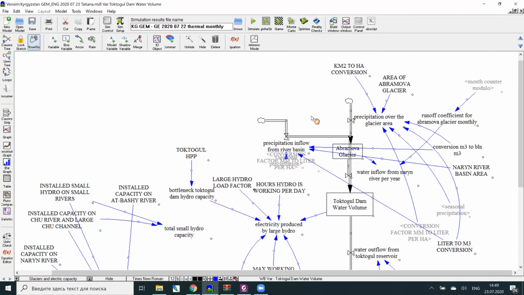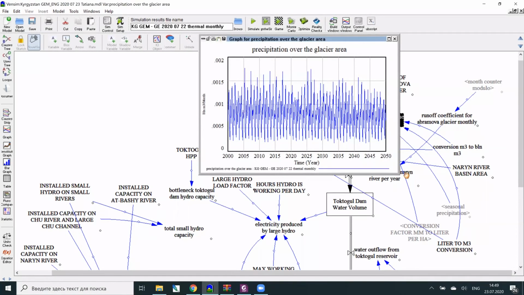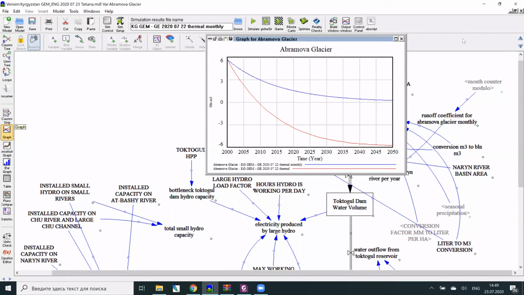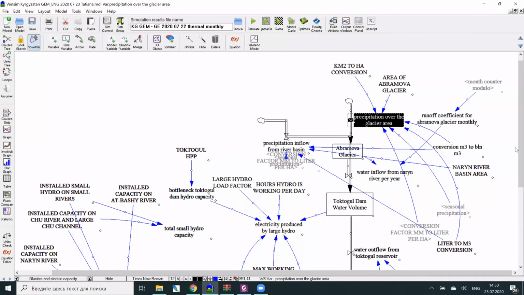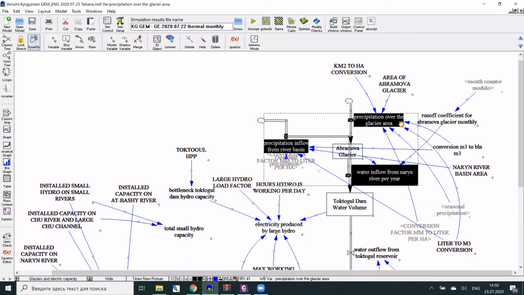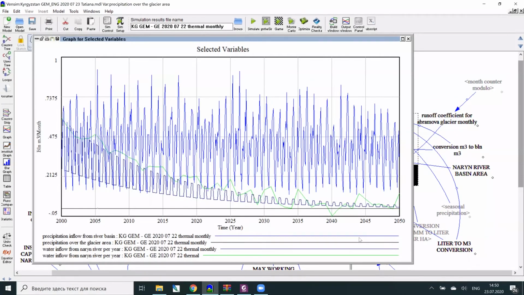Okay, precipitation over the glacier is still the same. Glacier, it's better now, right? Yes, at least it goes to 0, but not quite. Compare again the inflow and the outflow in the same graph. It's okay to have the first two only at first, otherwise it gets a bit more confusing. So we're just looking at the glacier situation.